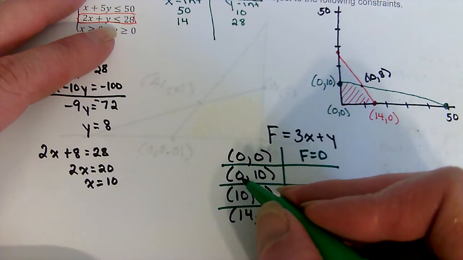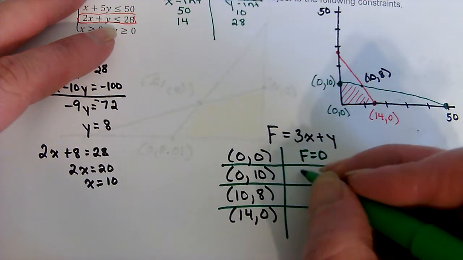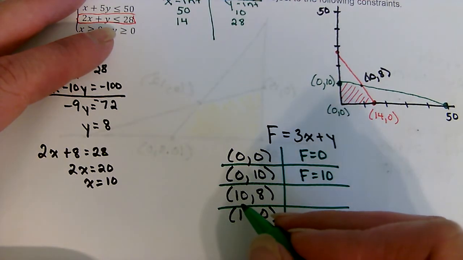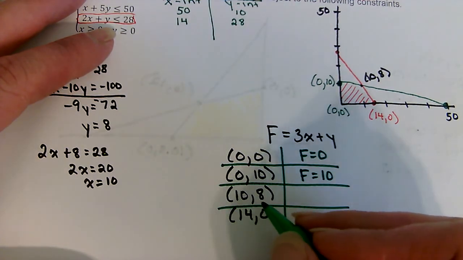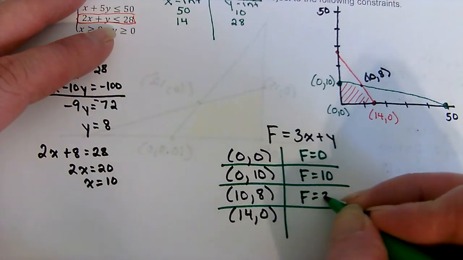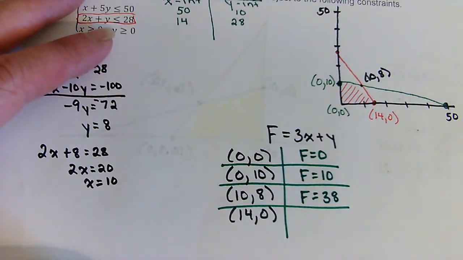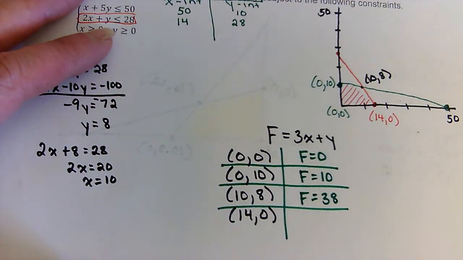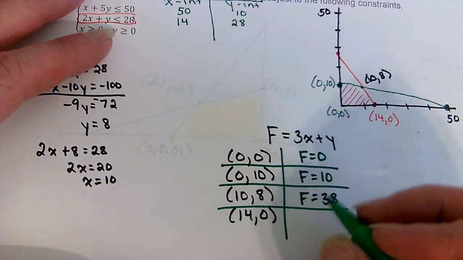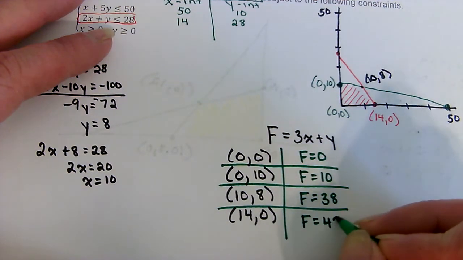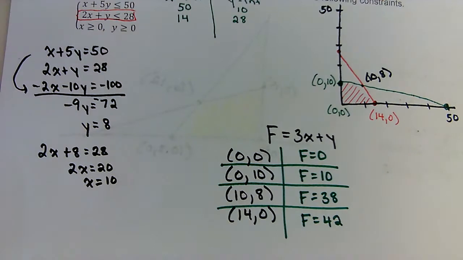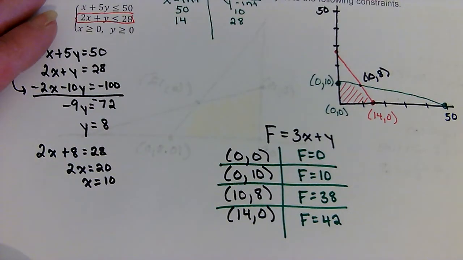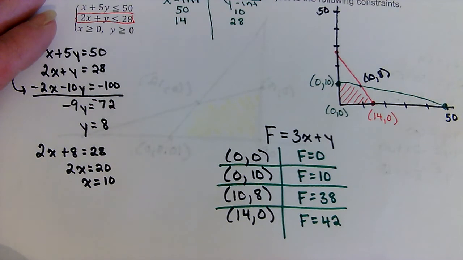If I plug in 0 for x and 10 for y, f is 10. Let's see. 10 for x, that makes it a 30, plus y, that's 38. And then 14 times 3, I'm not good at that. 14 times 3 is 42. So f is my largest value, and we were trying to maximize, f equals 42 is my largest value.